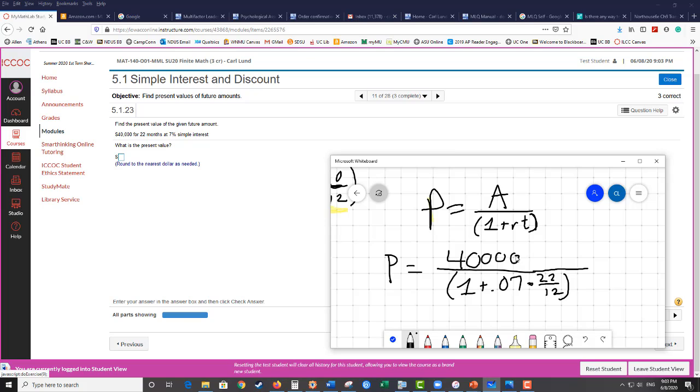So again, the TI will do this all for me in one step. If I weren't using the TI, if I'm using some other calculator, you could try it first, right? Because this is just practice. Try it and see if you get the right answer or not. Some other calculators also handle order of operations well, and some don't. So what I would do here is first multiply 0.07 times 22 divided by 12. Then I would add 1 to that answer. Then I would take 40,000 and divide it by that answer. So I would type in 40,000 and then the division key, and then whatever I got down here.